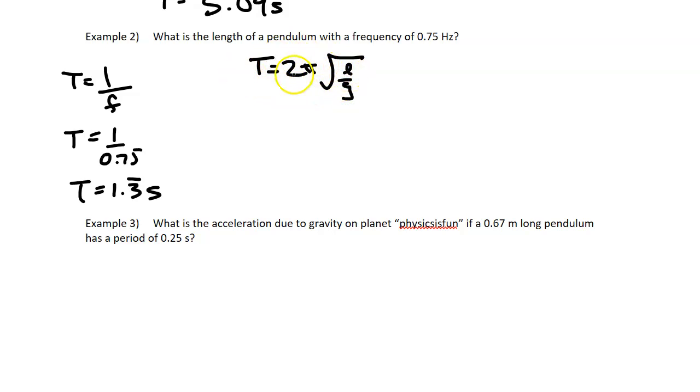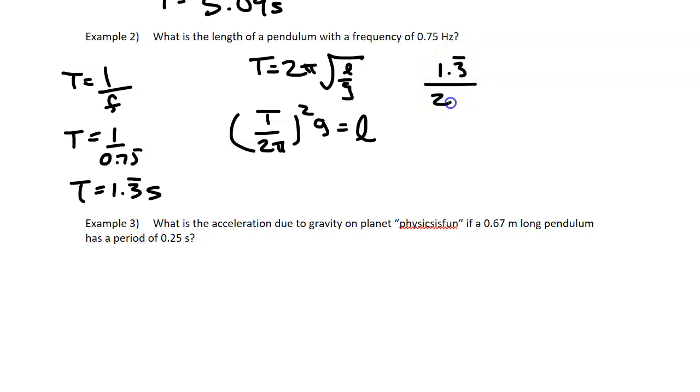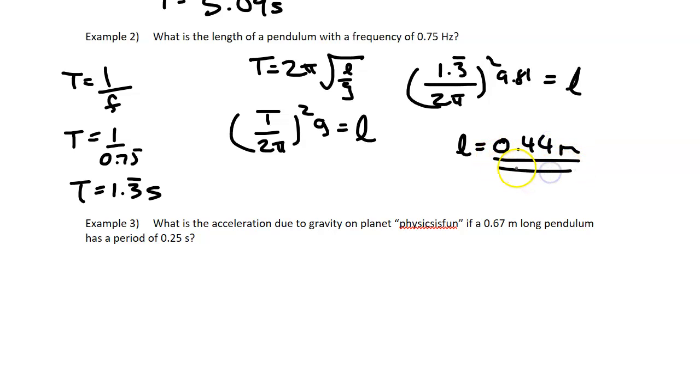Now you may want to plug in your numbers and then do the algebra, or might be easier, but you're going to first of all divide by 2 pi, square everything, and then multiply by G in order to get L by itself. Again, you may want to do that within multiple steps. We'll show that in example number 3, but here we're going to take again that 1.3 repeating over 2 pi, then square it, and then we're going to multiply by 9.81 in order to get L, because we have not been told where we are, so we assume we're on Earth. And you find that the length, if you typed everything correctly, is 0.44 meters.